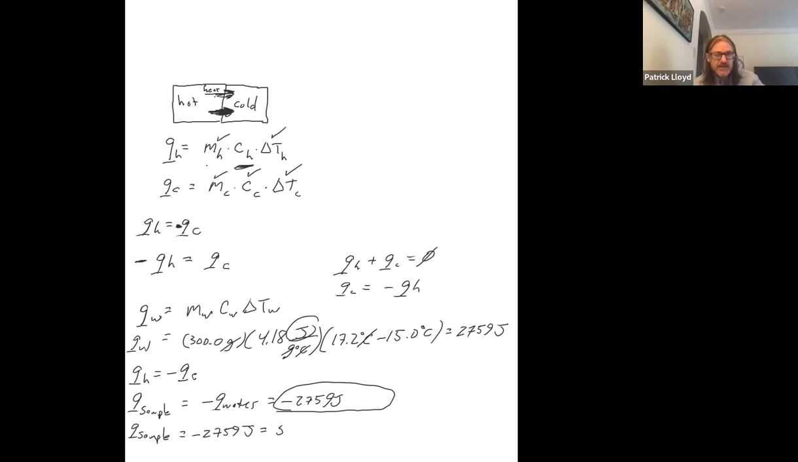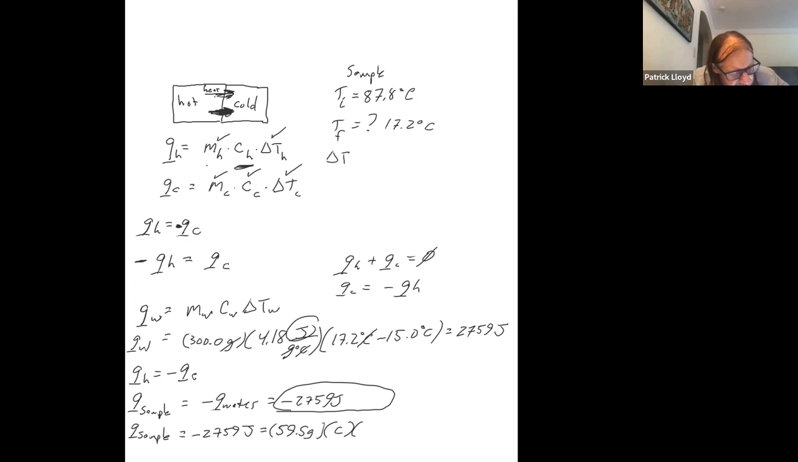So 59.5 grams times C times, now this is where you might be confused. What's the temperature change here? The sample starts off at 87.8 degrees C, and they don't tell you the final. But here's the thing: if it's in the water, the water and the sample are going to come to the same temperature. That's when heat flow will stop. So that means it's still got to be 17.2 degrees C.